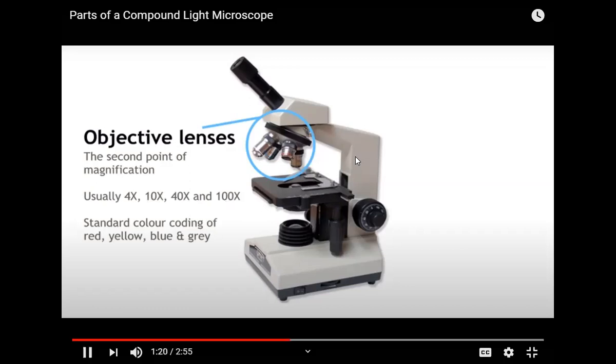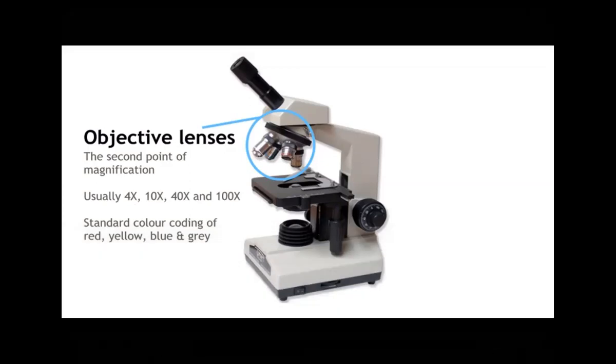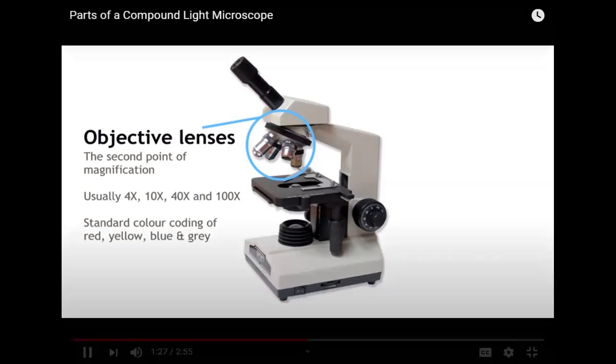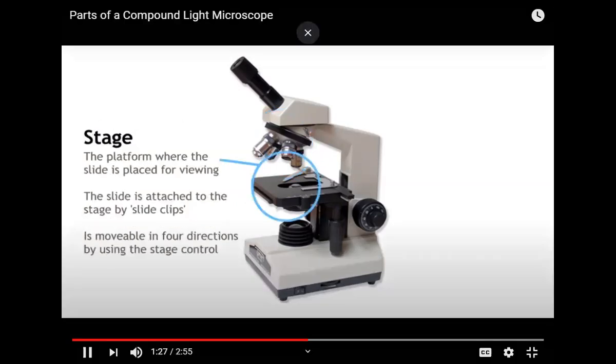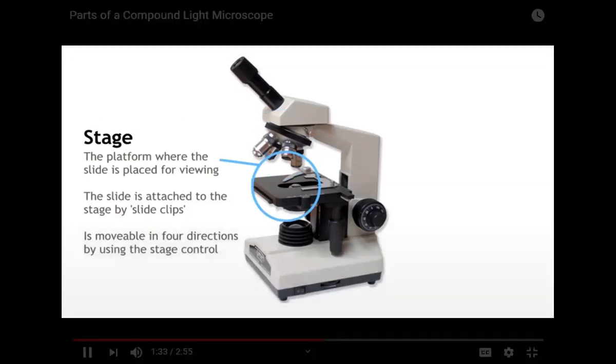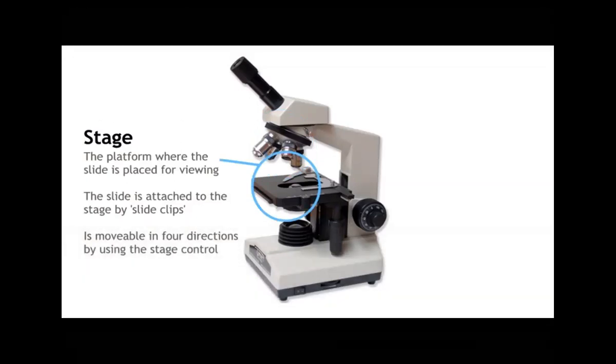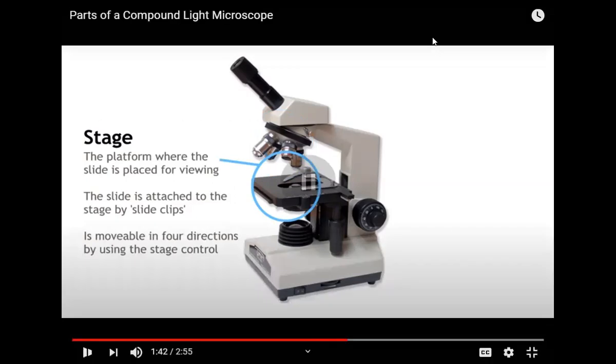40 times is blue, and the oil immersion lens 100 times is grey. The stage. This is the platform where the slide is placed for viewing. The slide is attached to the stage by using the slide clips. It is movable in 4 directions by using the stage control.